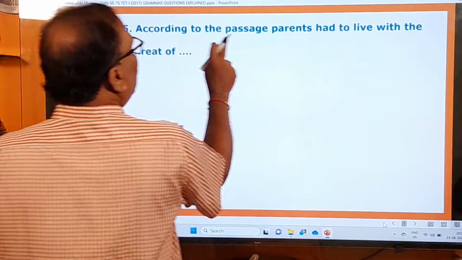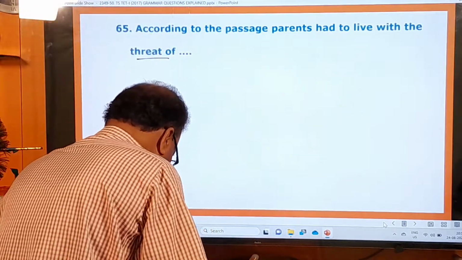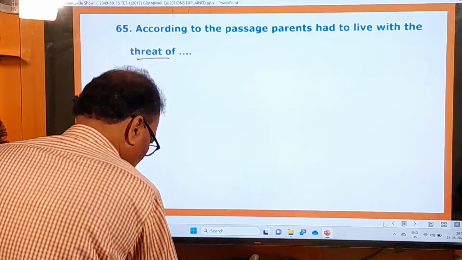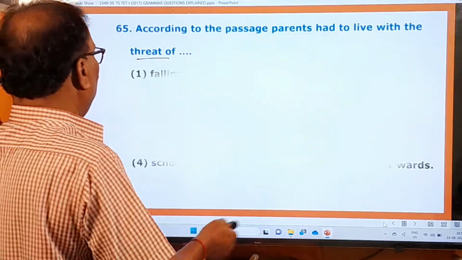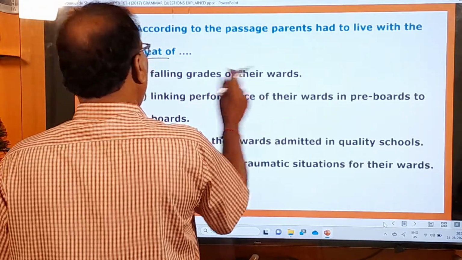The 65th question. According to the passage, parents had to live with the threat of what? What are the options given here? Let us see that. Falling grades of their wards. No.